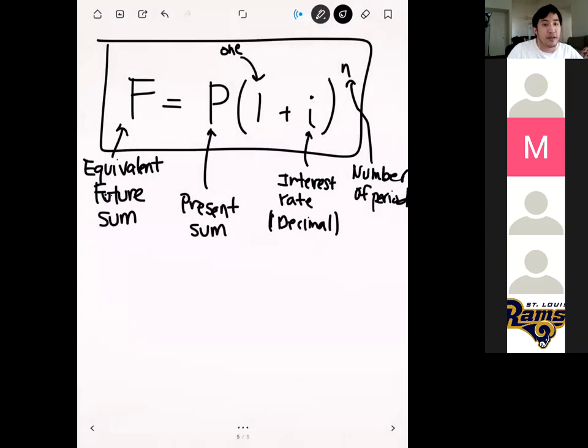And so this F right here is the equivalent future sum. Okay. And so the key here is future. So if you plug in everything on the right-hand side of the equation, so you plug in a present sum of money, you plug in the interest rate, and you plug in the number of periods, what F is going to represent is an equivalent amount of money, with those statistics, that far into the future. And so let's apply the formula to the example, just so you can see how it works.